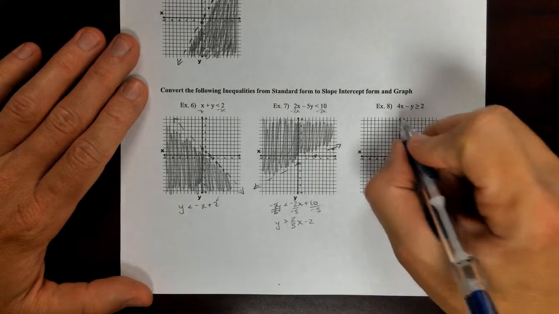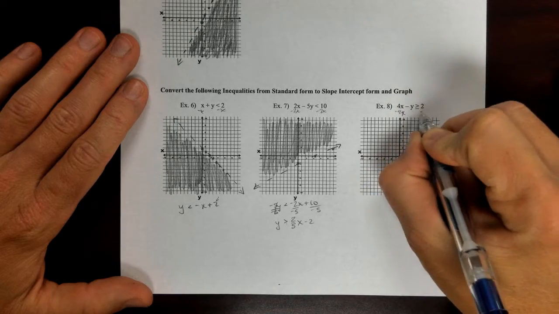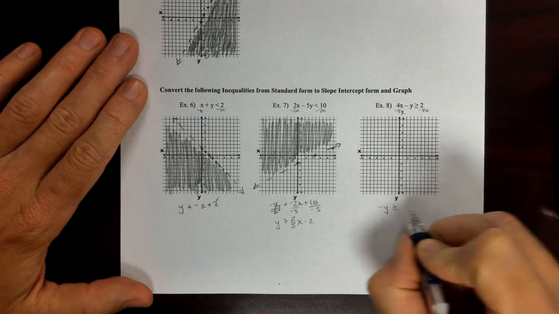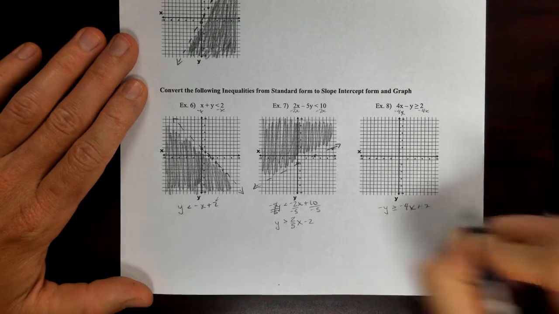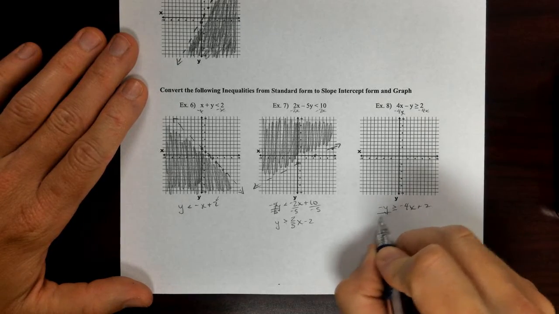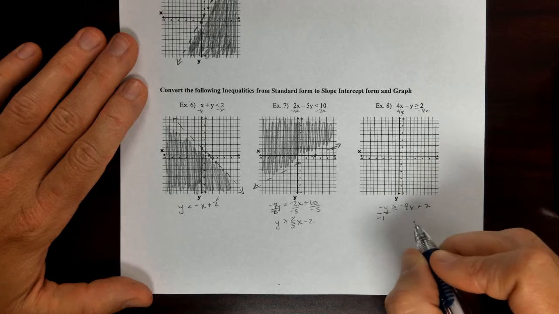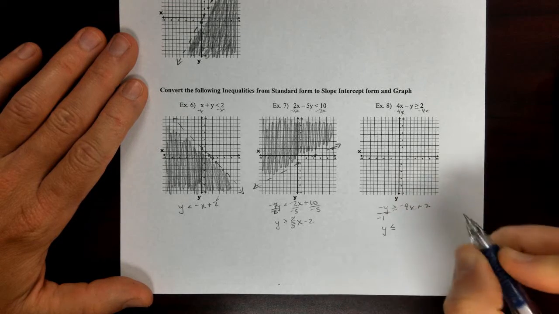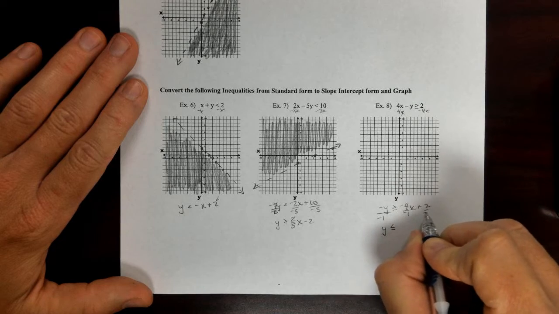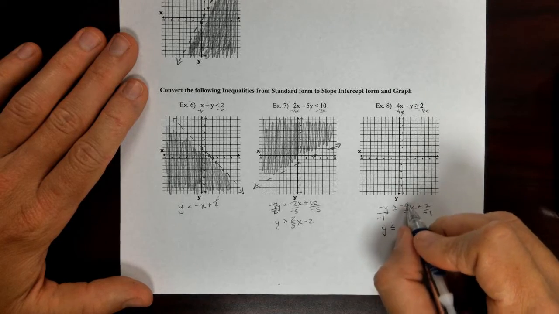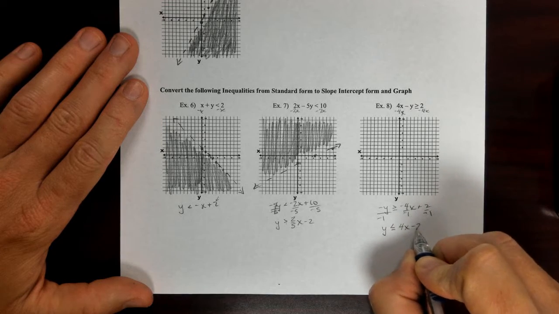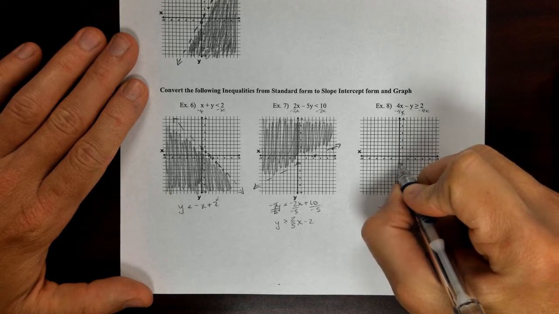Last one, let's convert this. So it's minus 4x. I get negative y is greater than or equal to negative 4x plus 2. Alright, now I'm going to divide by a negative 1 because I need the y by itself. So we're dividing by a negative 1. It's going to become y is less than or equal to, because I divided by a negative. Negative 4 divided by negative 1 is a positive 4x. 2 divided by negative 1 is a negative 2.